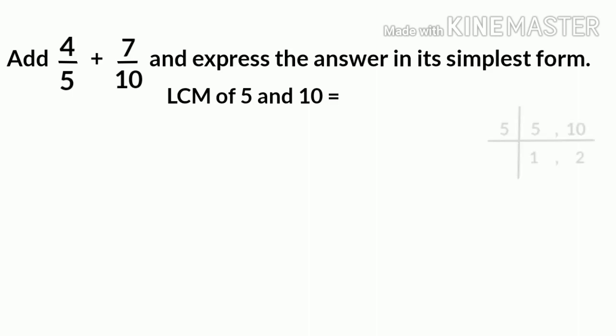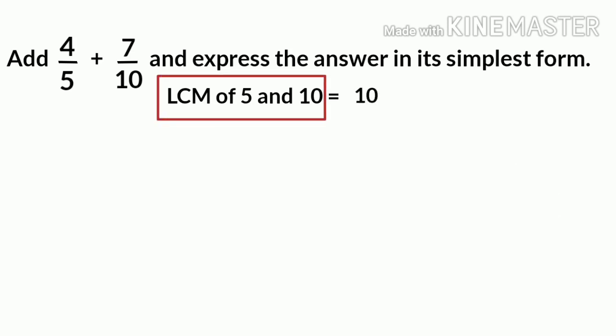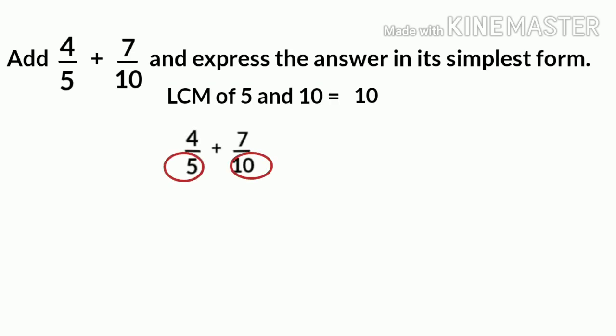So by using common division method, we got the LCM as 10. So the LCM of 5 and 10 is 10. Now that we got the LCM, we will make the denominators of both the fractions equal to 10. The denominator of the second fraction is already equal to 10. So we will leave this as it is. And we will only make the denominator of the first fraction equal to 10.